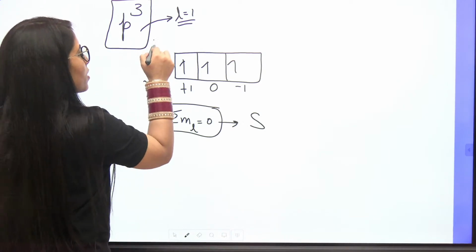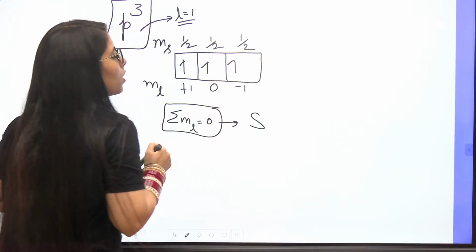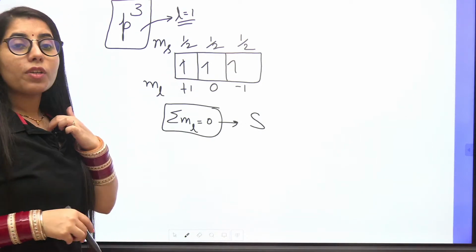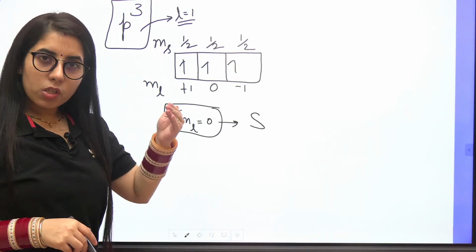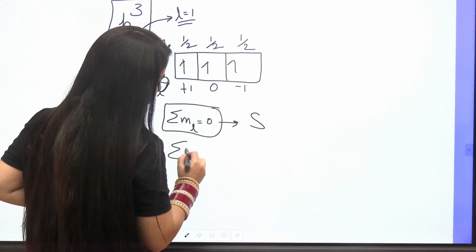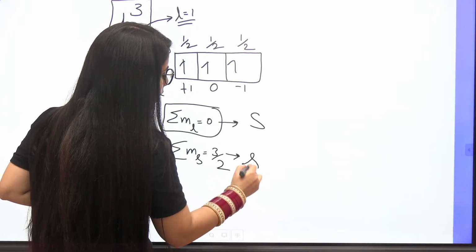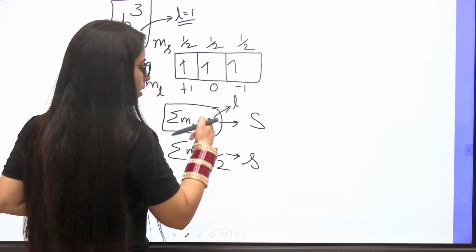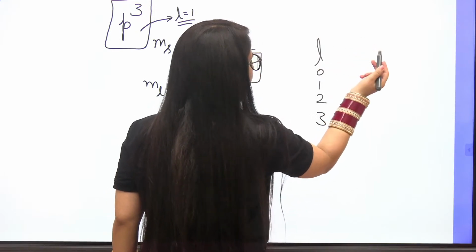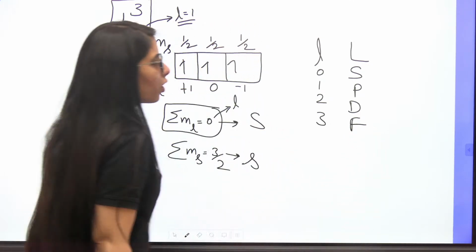Next thing, the ms is equal to half, half and half. Done. If another electron having the opposite spin is there, it will have the ms value minus half. So summation ms is 3 by 2 in this case. And you will be treating it as S, and this as L. So L is equal to 0 means, L values 0, 1, 2, 3, so your values of capital L are S, P, D, F. Done.